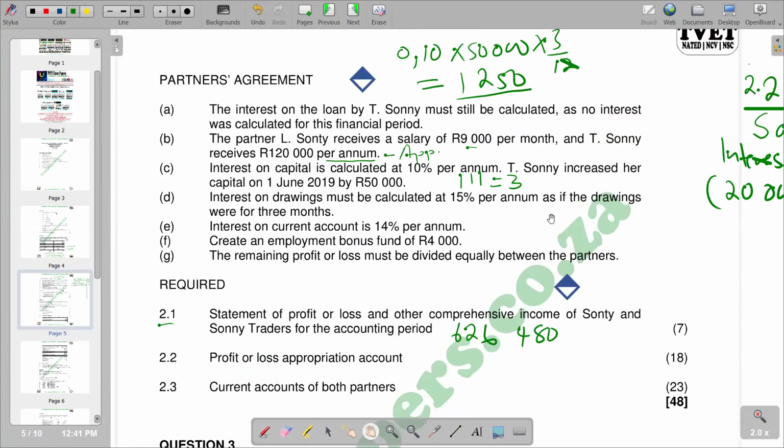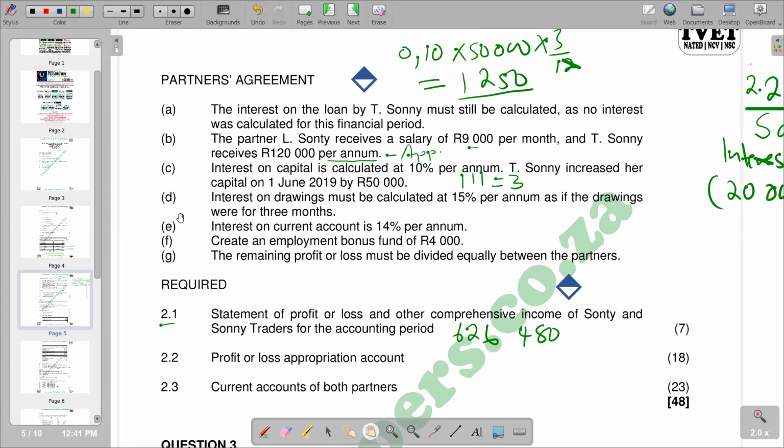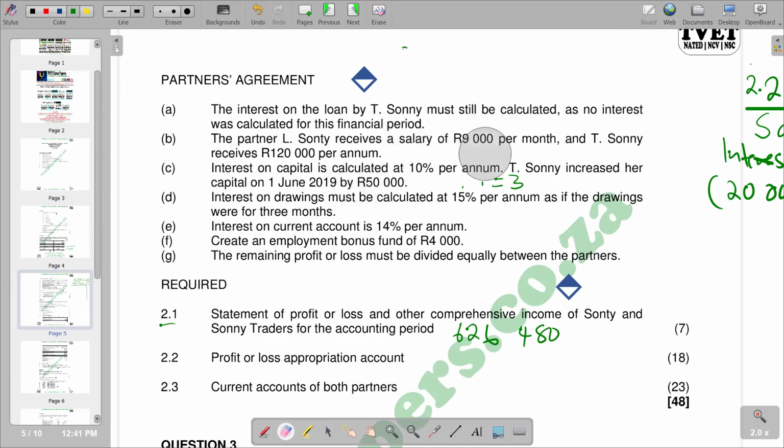Then we go again to our partnership agreement to see what's the next calculation that we are supposed to make. Right, on our partnership agreement now we are on D, which says interest on drawings must be calculated at 15% per annum as if the drawings were for 3 months. So we have a key term there. The key term is that the drawings are for 3 months, so we are supposed to calculate the interest on drawings by saying 15% of the total drawings, then we reduce it to 3 months.